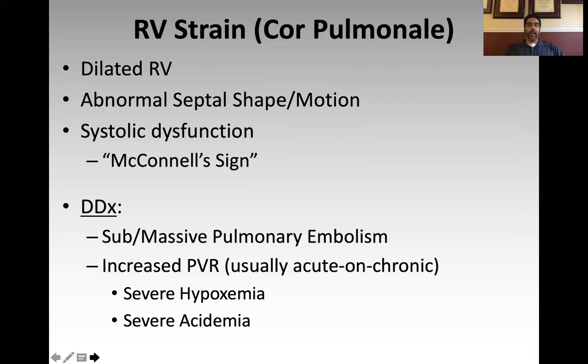Okay? The concept of RV strain or cor pulmonale is sort of a constellation of findings. It's a combination of a dilated RV with abnormal septal shape and septal motion and RV systolic dysfunction. The extreme of that is what's called McConnell sign. I will show you a picture or a video of that. And remember your differential diagnosis for acute RV strain. Okay.